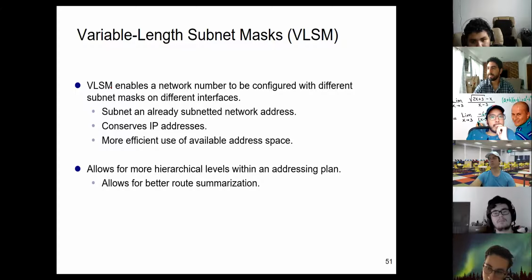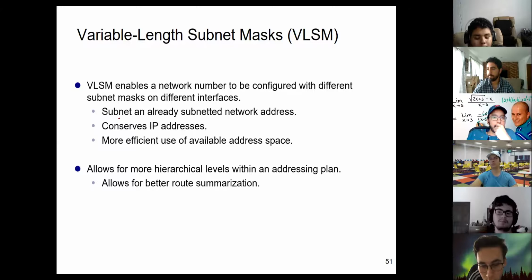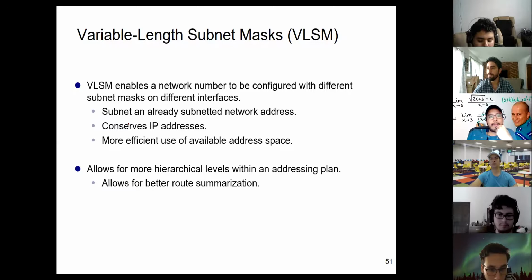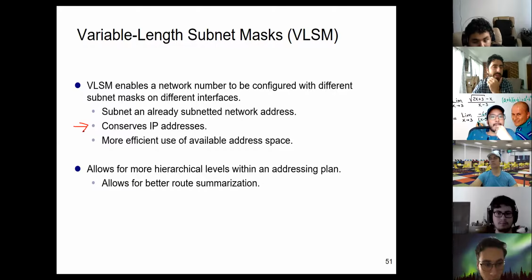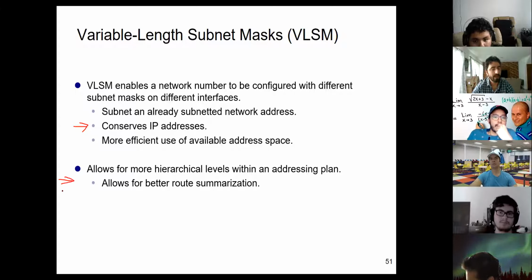So VLSM enables a network number to be configured with different subnet masks on different interfaces. So basically you subnet what are already subnetted network addresses. You can conserve IP addresses. You can use the available IP address range that you have much more efficiently. And it gives you a better hierarchical structure of your network.